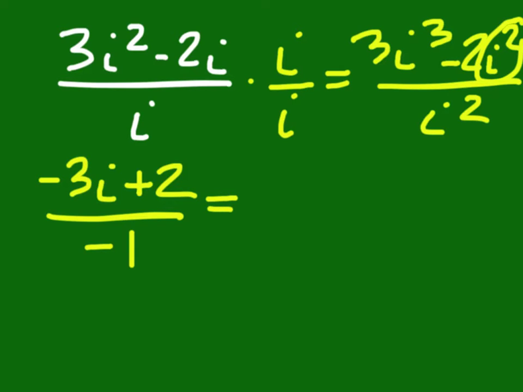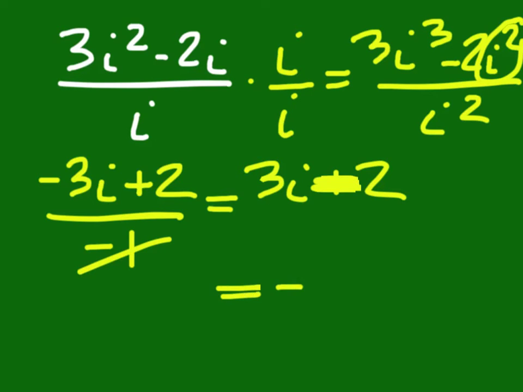So change the sign of everything. That should be a minus 2. The 1 on the bottom drops out, but put it in the right form. So minus 2 plus 3i is the answer.